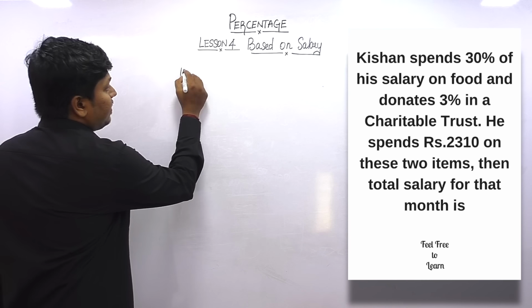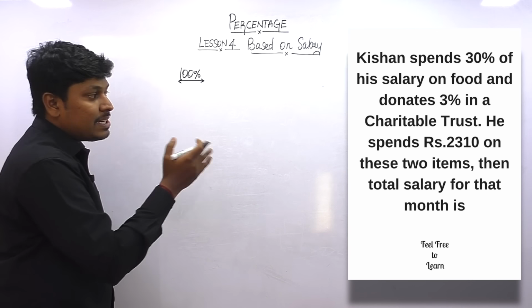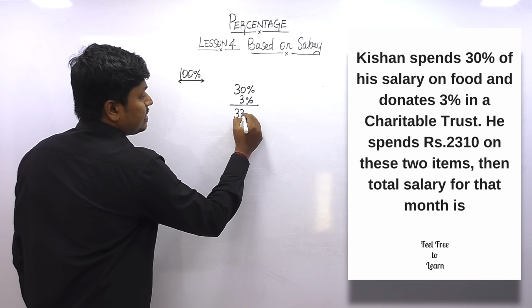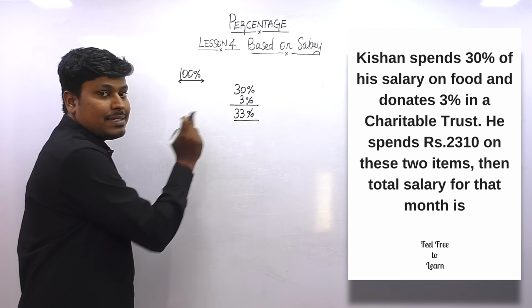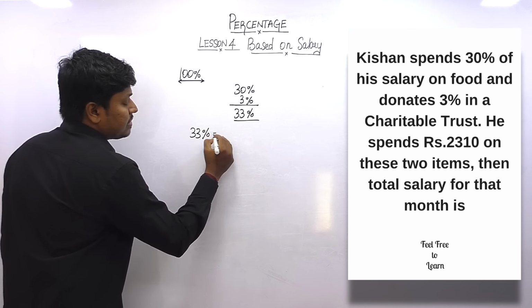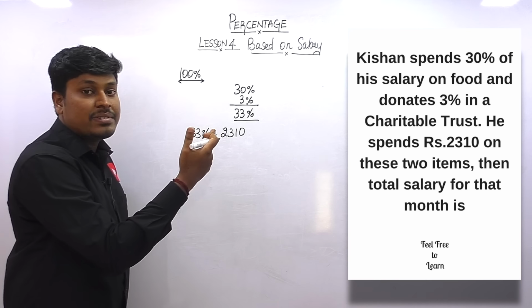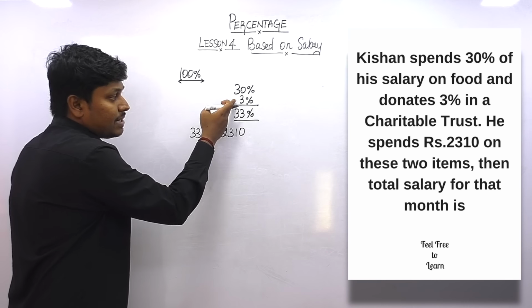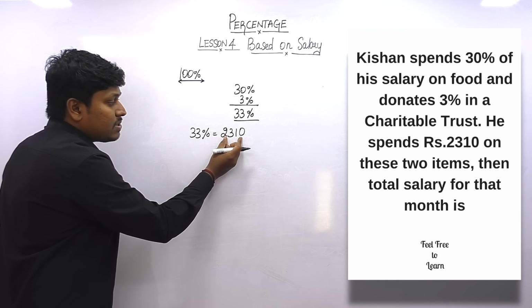So listen here. Similarly, let me keep Kishan's monthly salary as 100% base value. From his salary, he is spending 30% on food and another 3% on trust. So totally he is spending 33%. And from this question, we can definitely say that this 33% of the salary he is spending amounts to rupees 2310. So 33% is equal to 2310. In the previous question, we subtracted from 100. Why? Because in the previous question, they had given a value that is savings. But here they have given a value he spends. So he spends 30%, 3%, that is 33%. So the spending percentage is 33, and this percentage amount is 2310.